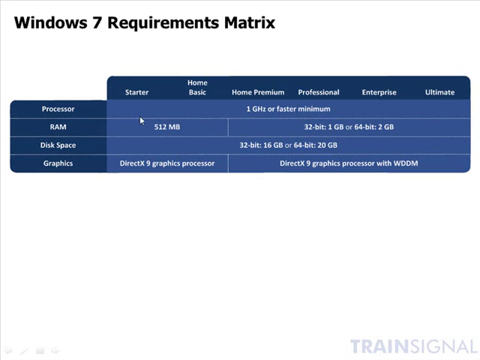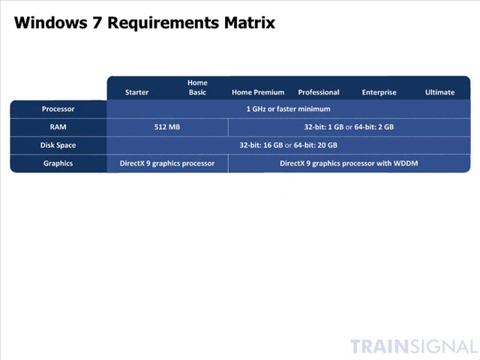From a graphics perspective, the Starter and Home Basic editions, again, because of their lack of full Aero experience, which is a really nice experience in Windows 7, require just a basic DirectX 9 graphics processor. The other editions of Windows 7, if you plan to use Aero, do require a DirectX 9 graphics processor with what's called WDDM. This is an advanced display technology that's used by Aero in Windows 7.